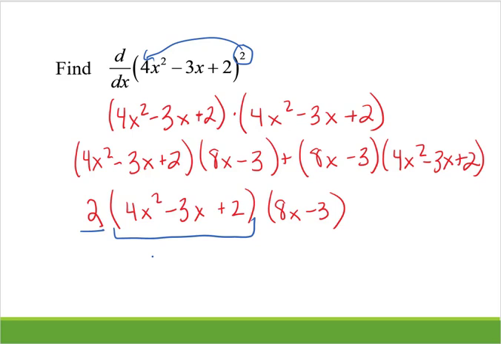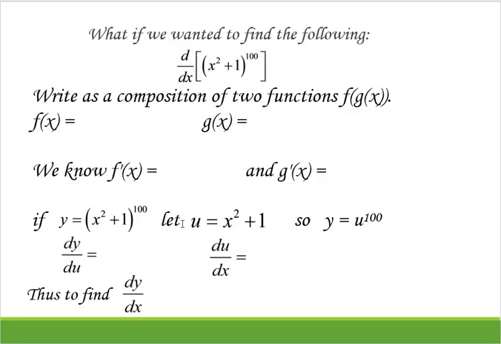So let's look at this a slightly different way. So say I wanted to find now this. This is really a composition, f of g of x. So f of x is x to the 100th. G of x is x squared plus 1. We know f prime of x is 100x to the 99, and g prime of x is 2x.